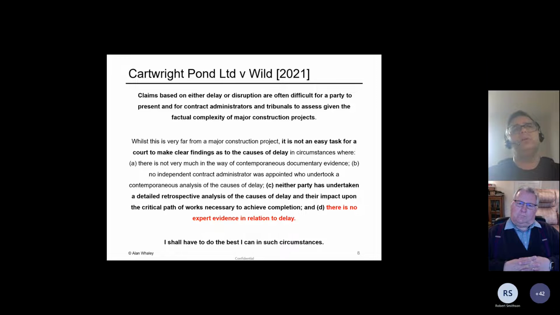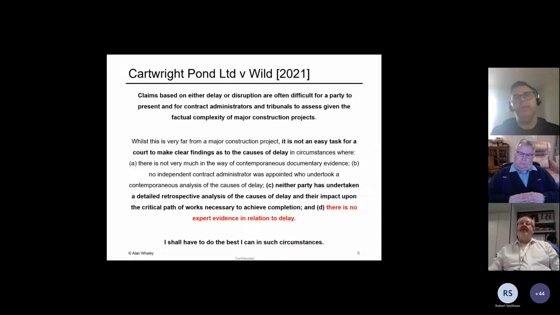And the court said, which is a truism, I think, claims for either delay or disruption are often difficult for a party to present and for contract administrators and tribunals to assess, given the factual complexity of a major construction project. So I'm sure we'll all agree with that. We've all been in the situation where we're trying to figure out what happened on this job and why the delay occurred. But what we can see in this case is a situation where the judge did not actually have a delay expert available to help him in this case make a decision.